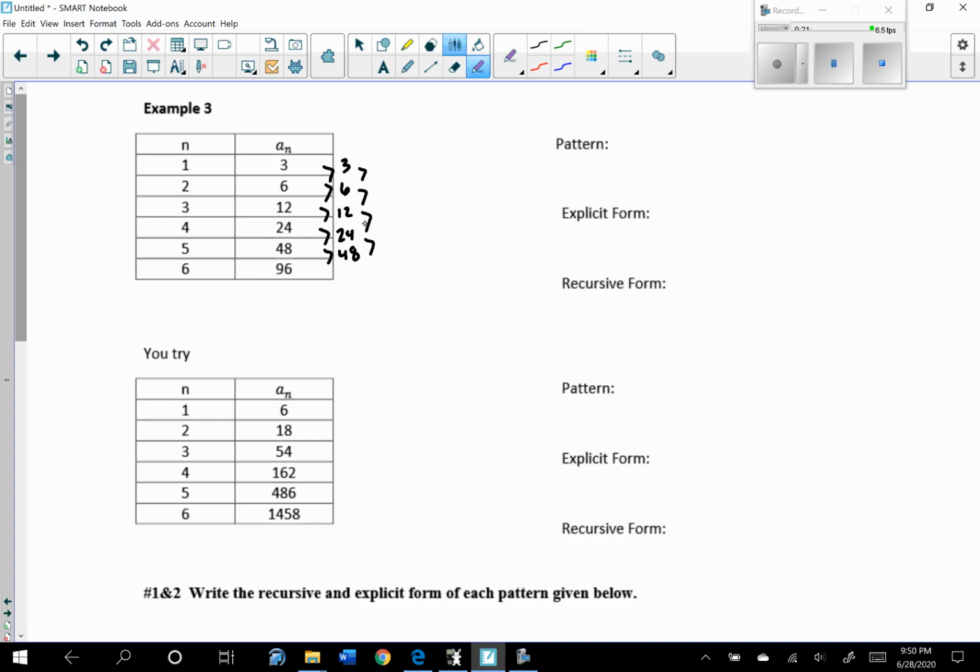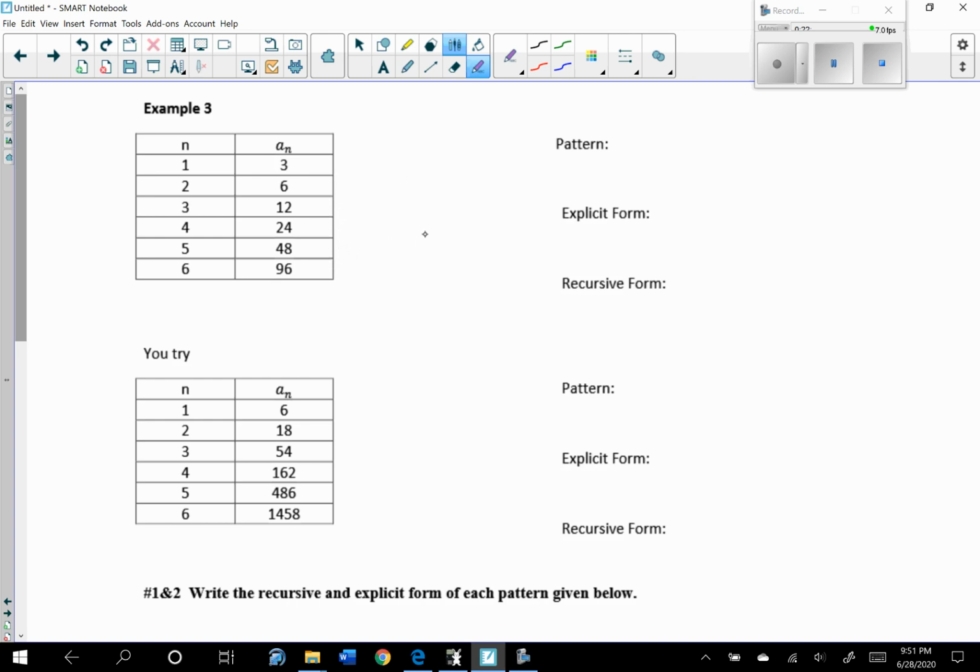So if I subtract again, 6 minus 3 is 3. 12 minus 6 is 6. 24 minus 12 gives me 12. And 48 minus 24 is 24. And then again, if I keep doing it, notice I keep getting the same numbers over and over. So that means that this is neither linear nor quadratic. So we're going to go ahead and erase all of this. So it's not linear or quadratic.